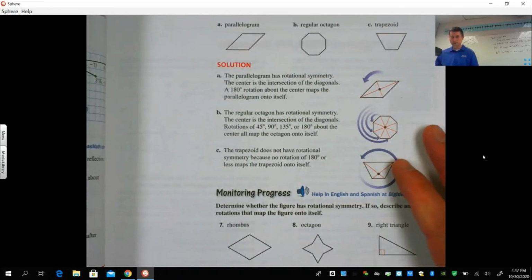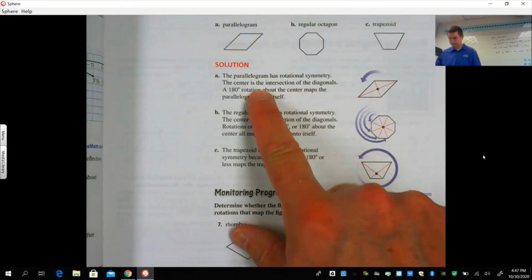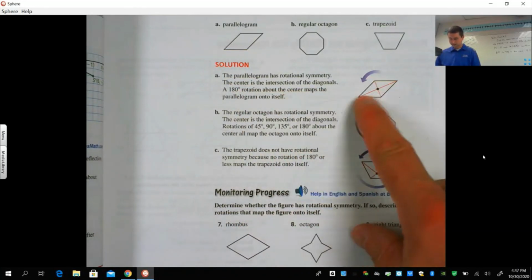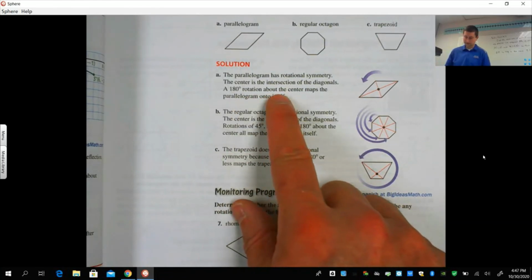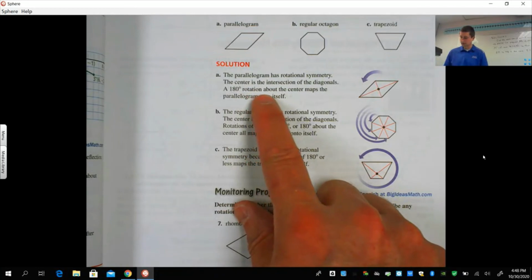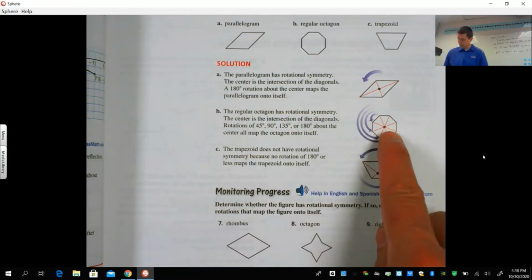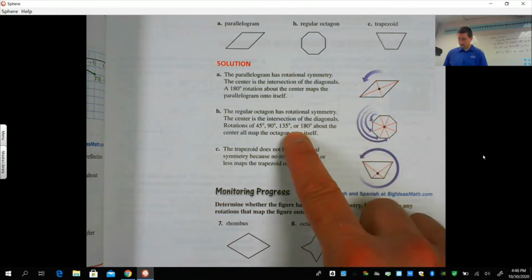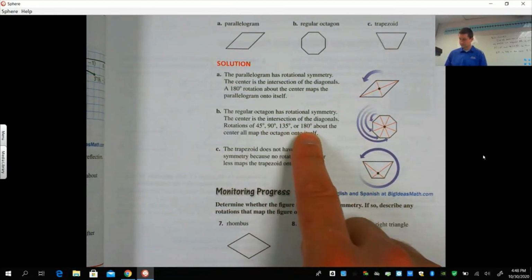For a parallelogram, it says it does. The center is the intersection of the diagonals. And a 180-degree rotation about the center maps the parallelogram onto itself. Notice the wording there, 180-degree rotation about the center. This is a regular octagon, and it's going to have quite a few of them. It did not go over 180 though. So 45, 90, 135, 180. Okay, you can probably keep going if you wanted to.